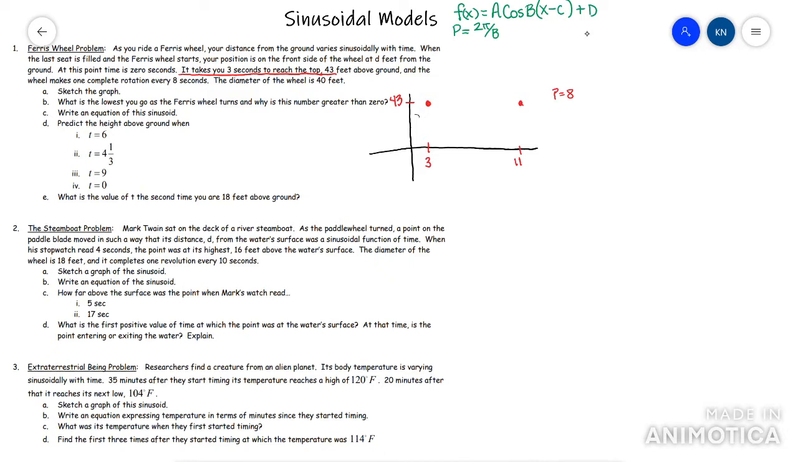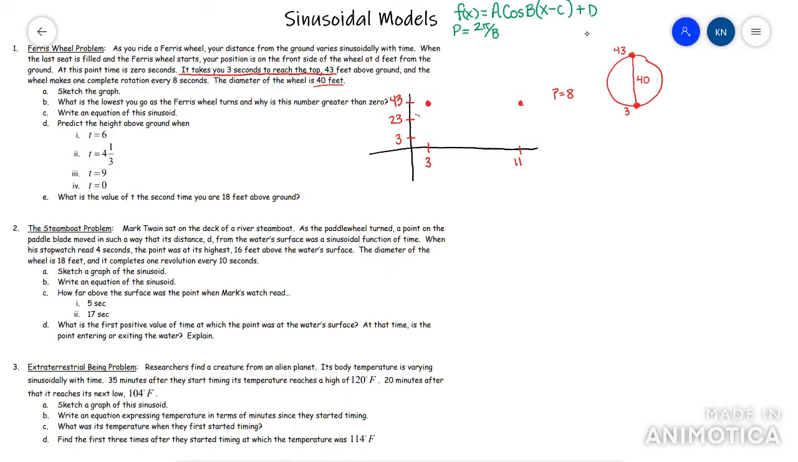Now, lastly, they'll tell me the diameter of the wheel is 40 feet. So like imagine this wheel. This whole diameter is 40 feet. So if I'm at the top up here at 43, that means the bottom is going to be 3 feet above the ground, which means your midline is 23. It's just smack dab in the middle of those.